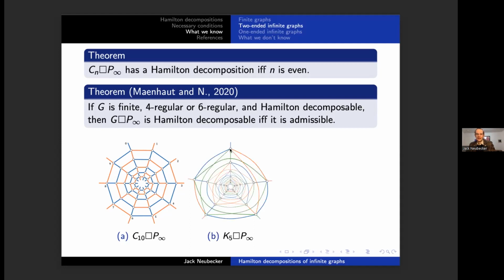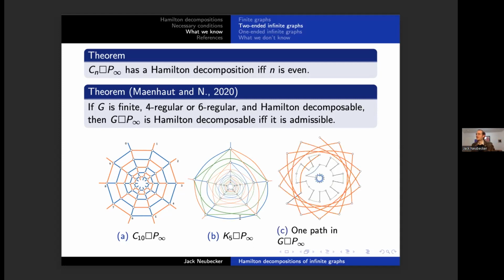So we can see here K5 cross P infinity. If you look at the outermost set of vertices, you can see K5 floating around the outside. It's Hamilton decomposable, and we can show that its infinite prism is decomposable as well. When you've got a 6-regular graph, it becomes a bit difficult to draw all of the decompositions at once. It just becomes too messy. So I've just drawn one path here. And the idea is we can slide this up and down as much as we like to get the rest of our decompositions, our double rays in the decomposition.